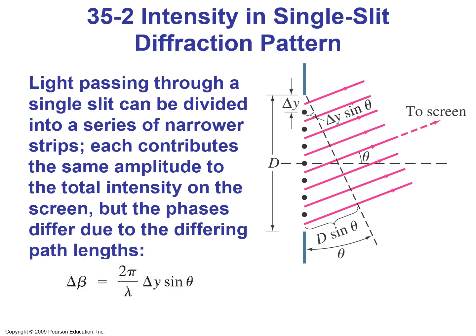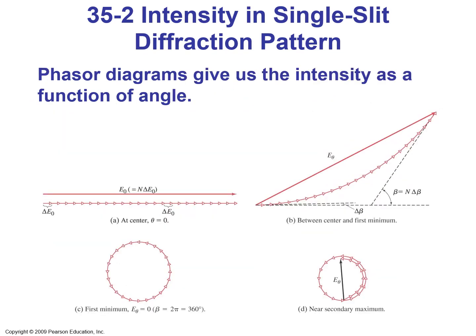So if light is coming through such a single slit structure at an angle theta, this is the delta y, and we have different optical path lengths of delta y times sine theta between different components of the light. And the largest optical path length is equal to d times sine theta. Phasor diagrams give us the intensity as a function of angle.